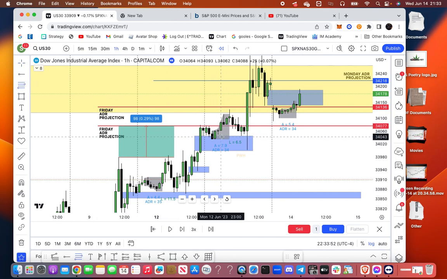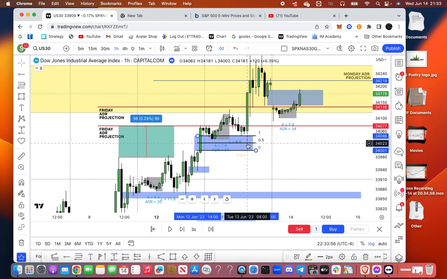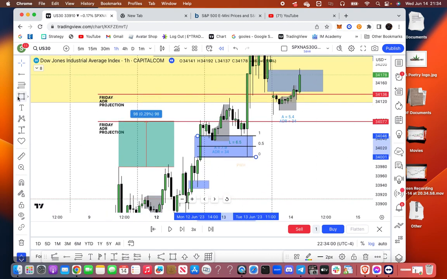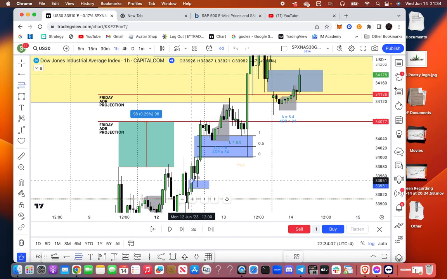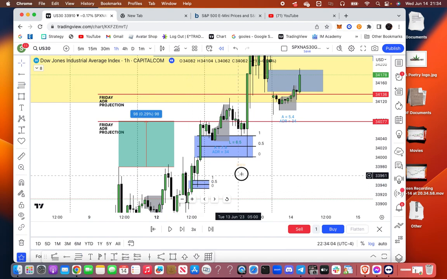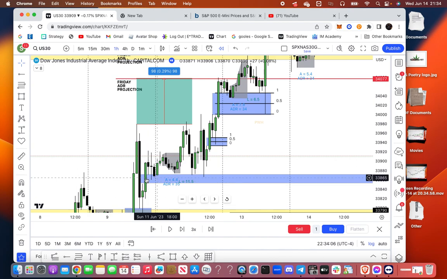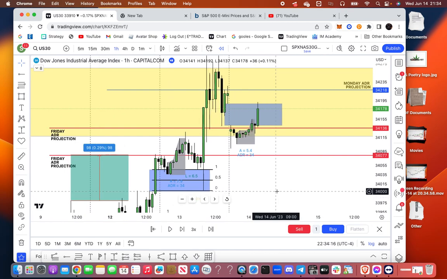And FYI, most fair value gaps, if you aim at 50%, most of the time it'll get you in a trade. You see, fair value gap, from here to here. If you aim 50%, it'll get you in a trade.